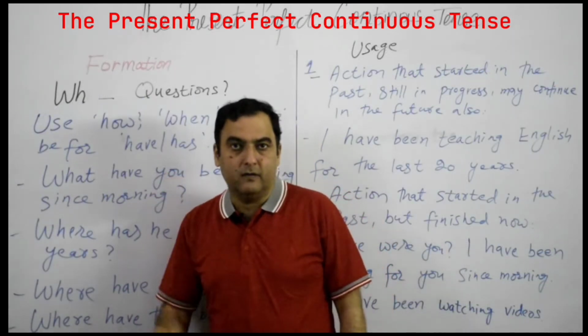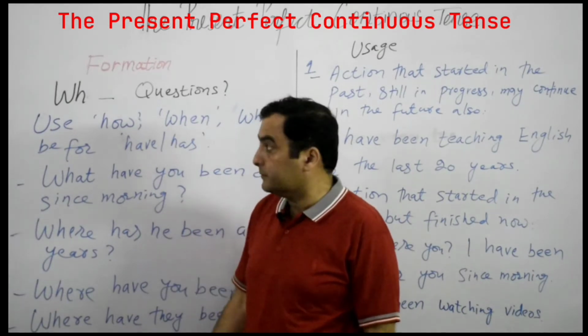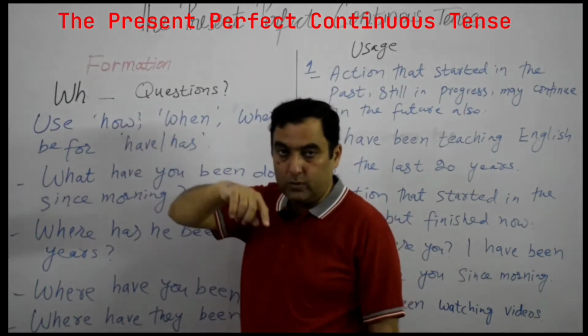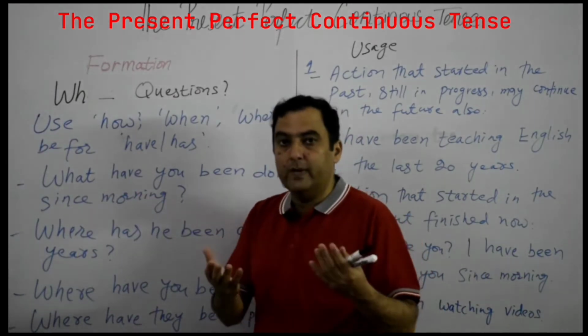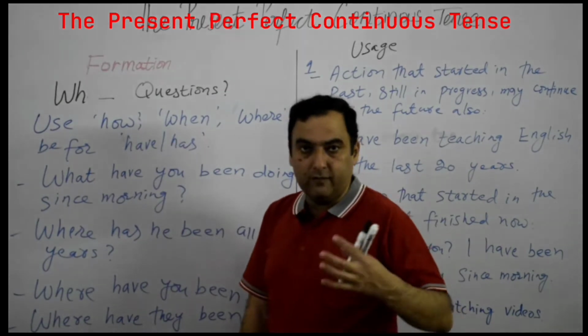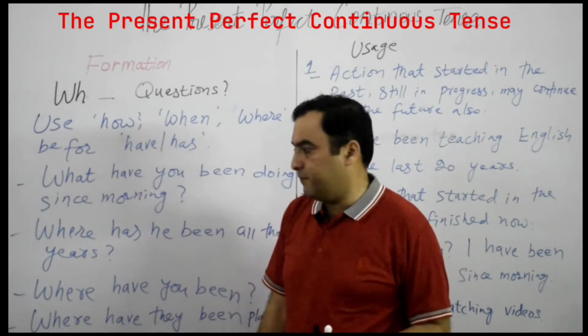Next, we study a few more points about this tense. Now, if we have a WH word like when, where, how, so we use that word before the auxiliary. For example, what have you been doing since morning? Yes, what have you been doing since morning? What have they been doing since morning, for example?